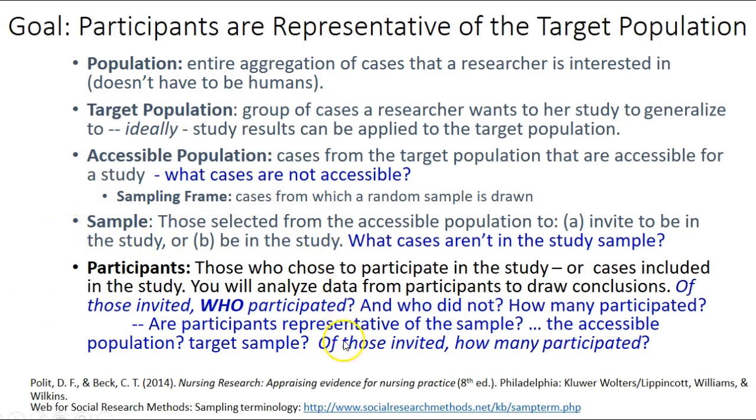But it's also interesting to think about the degree to which those participants are representative of the sample. Those people who chose to not participate, are they similar to people who did? Likely they can be similar in some ways, but there's likely some reason why they chose to not participate, and that's something that you need to think through.